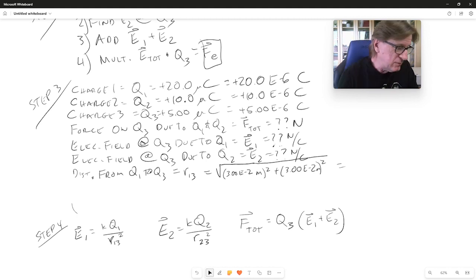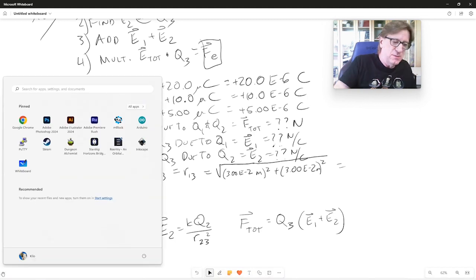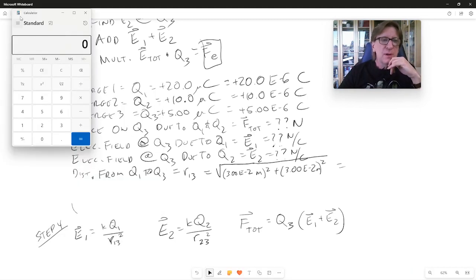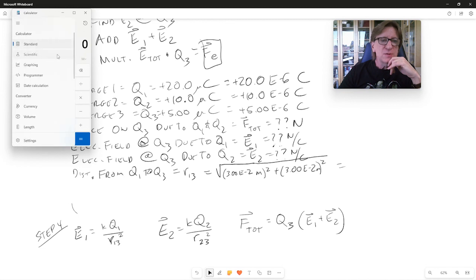If you pull out your calculator, you're going to get 3 e to the minus 2 squared plus 3 e to the minus 2 squared. Let's see if I can get a calculator to appear on screen so that we can do this together. Here we go. And let's switch to a scientific mode.